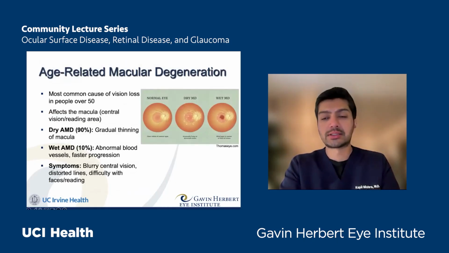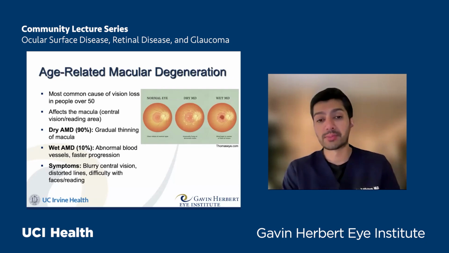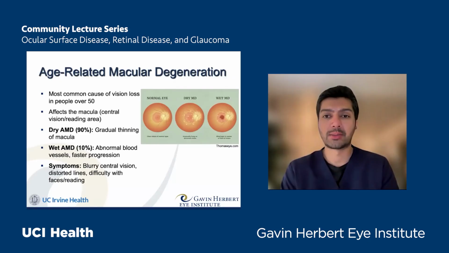So I wanted to discuss some retinal conditions. The most common one is age-related macular degeneration. I'm sure everyone on the Zoom call may know someone, either a loved one or a friend, or you yourself may have age-related macular degeneration. It's the most common cause of vision loss in people over the age of 50. That's irreversible in some cases.